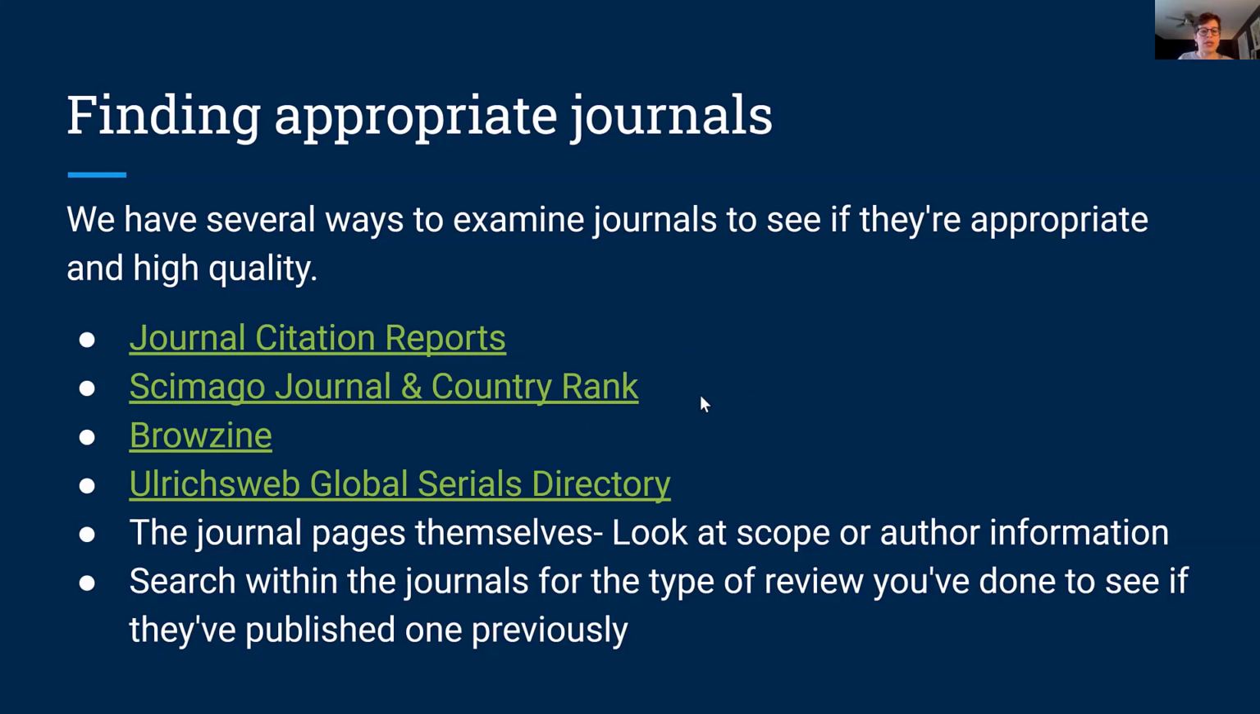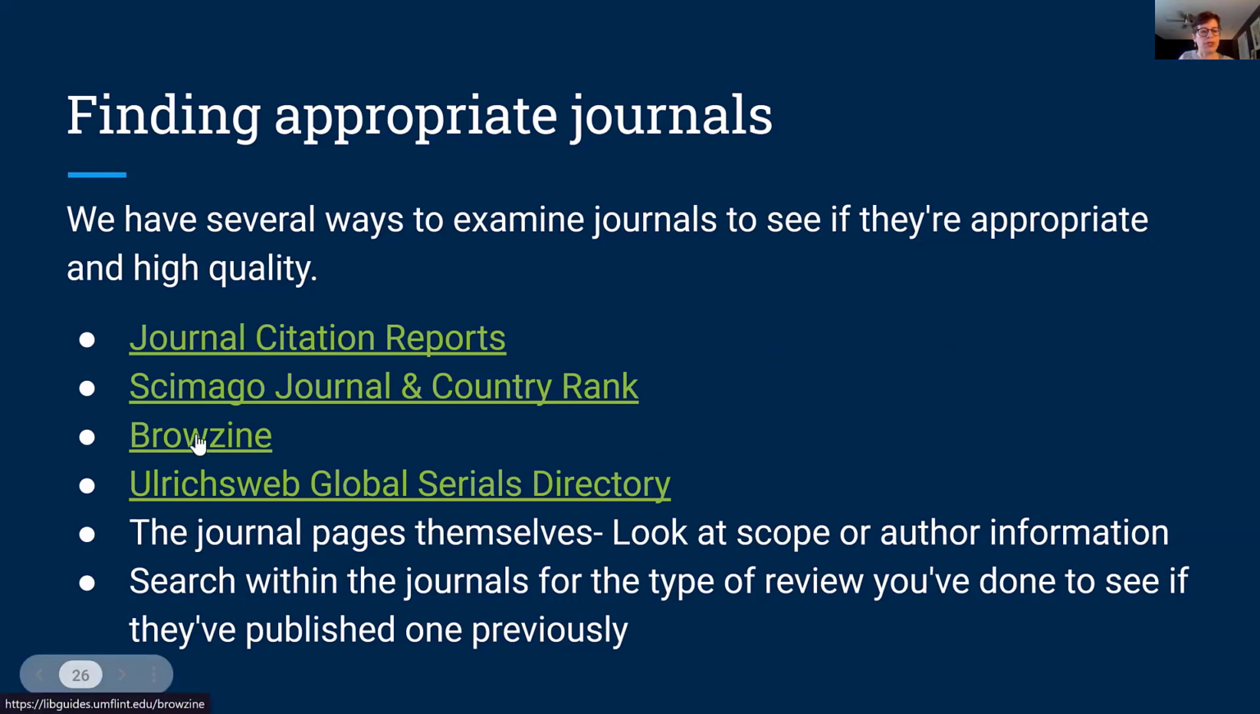SCImago does tend to be more international, with international journals, where Journal Citation Reports tends to be more US and Western Europe focused. There are other journals in there, but I would say definitely check both of these. If you're interested in a journal and you're not finding it in Journal Citation Reports, you might find it in SCImago.